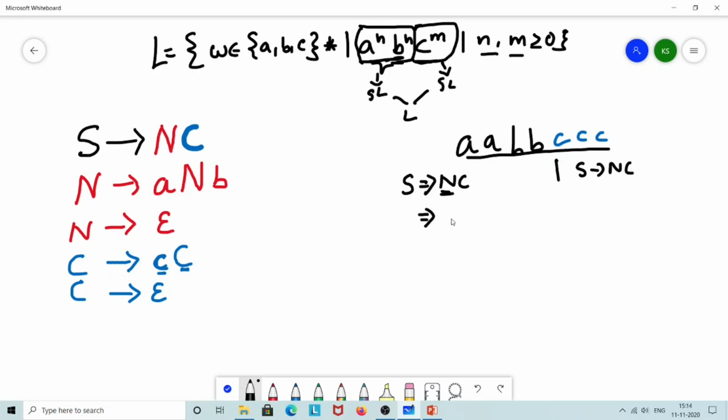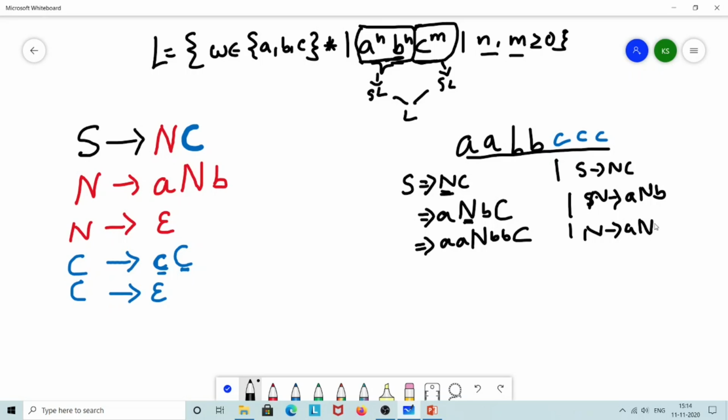Now I am evaluating N. What rule can I apply? A, capital N, B, and C is written as it is here. So the rule applied is N gives A N B. I need one more A and B, so this N can again be written as A N B, followed by capital C. Now I have the two A's and two B's that I wanted. Now that N has to be removed, so I can evaluate it to epsilon. This is what I get if I apply the rule N gives epsilon.